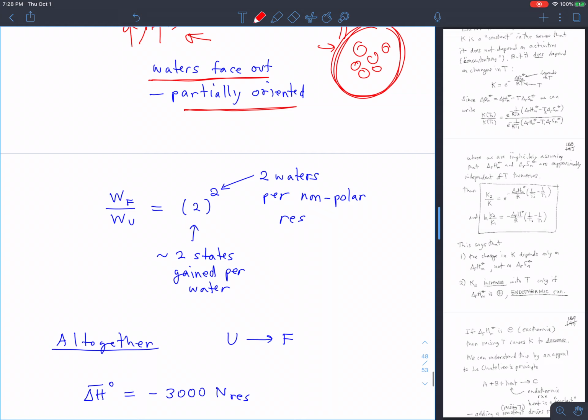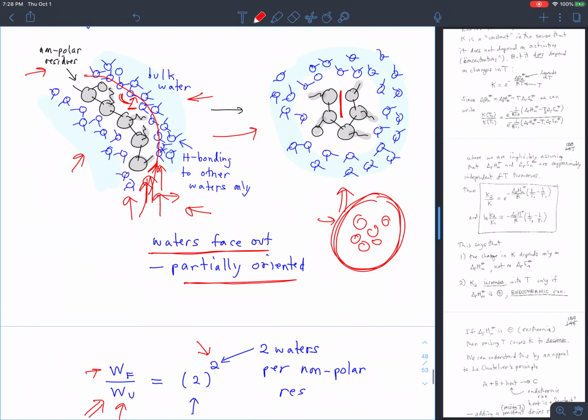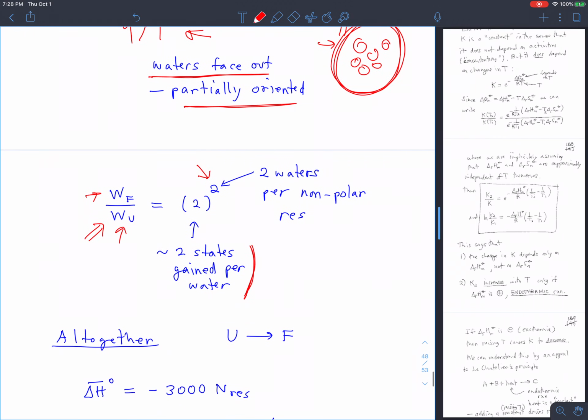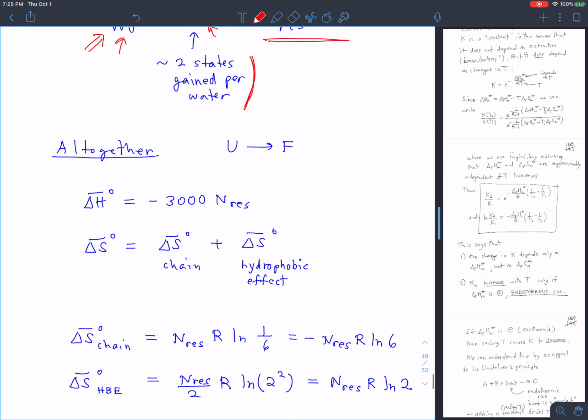All right, so what we're going to say is that the ratio of microstates available when it's folded versus when it's unfolded is 2 states per water molecule. We're going to say that there are 2 water molecules in contact with every amino acid residue as it folds up. And so it's 2 states raised to the 2 power because of 2 waters. And again, this only applies to nonpolar residues, not to polar residues. All right, so that's the model, or that's the logic behind the model. Let's put it all together now.